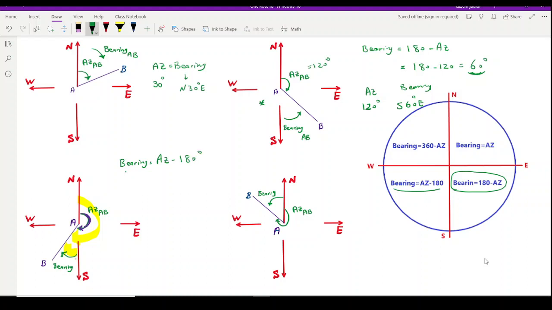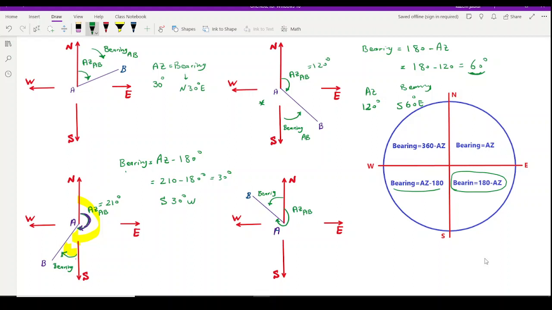Let's again put some numbers in here. Let's say azimuth is this time 210 degrees. Now to show azimuth, again, we just use 210 degrees. That's it. We don't need any extra work or word. But for bearing, it's going to be 210 minus 180. Therefore, it is 30 degrees. We have to show it properly. It's going to be south 30 degrees west.